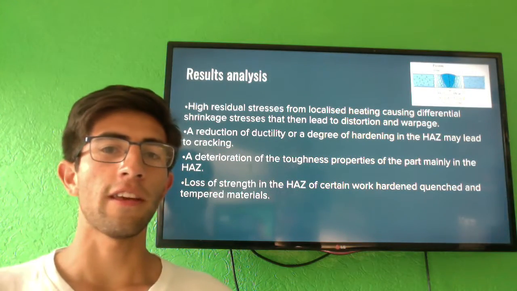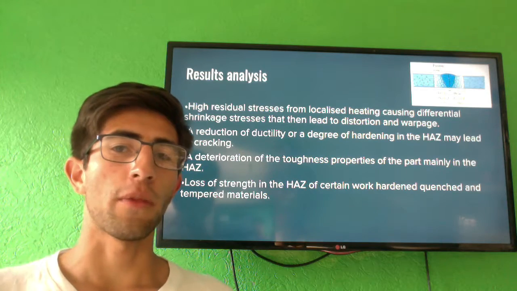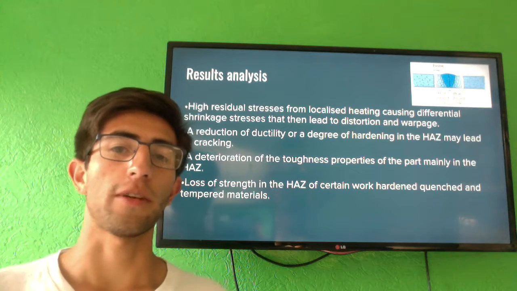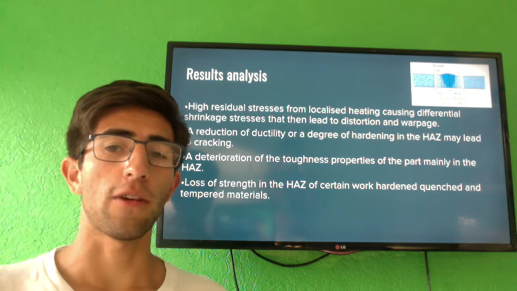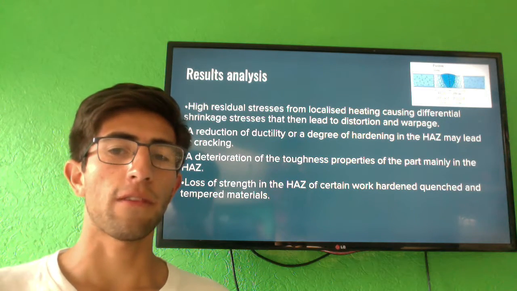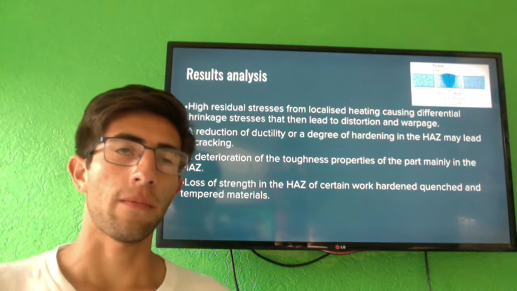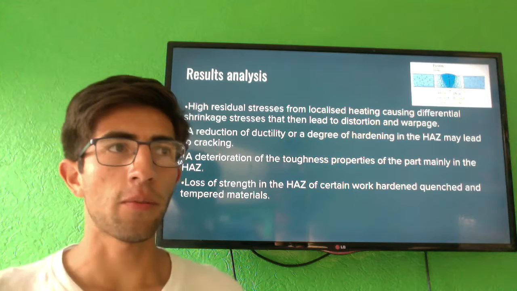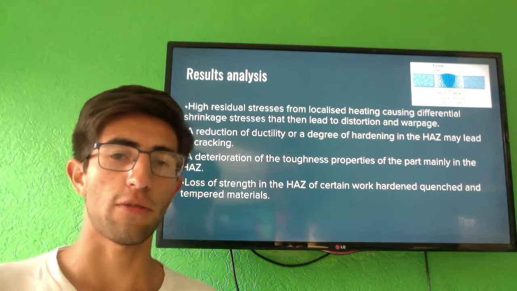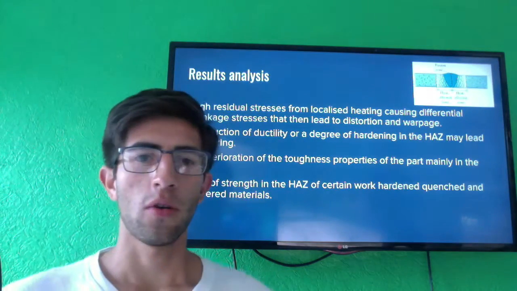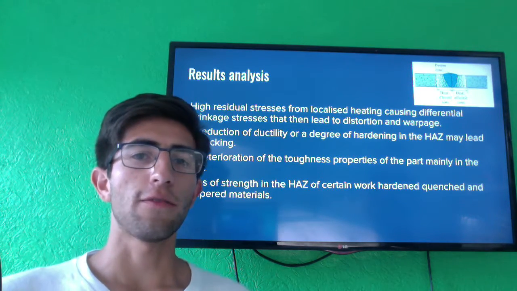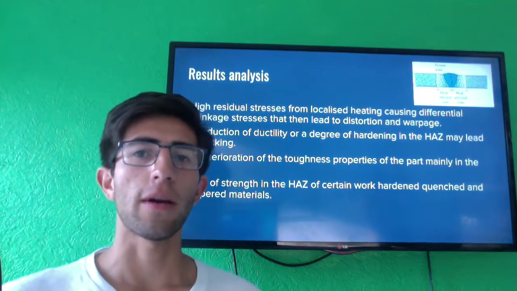Meanwhile, in the heat-affected zone, there are high residual stresses from localized heating causing differential shrinkage, stresses that then lead to distortion and warpage. A reduction of ductility and a degree of hardening in this zone may lead to cracking and deterioration of the toughness properties of the part, mainly in this zone. And tempering, quenching and generally heat treatments lose their strength in this zone. We can relate this to the practice as we observed that the welded zone has bigger grains but lower hardness.